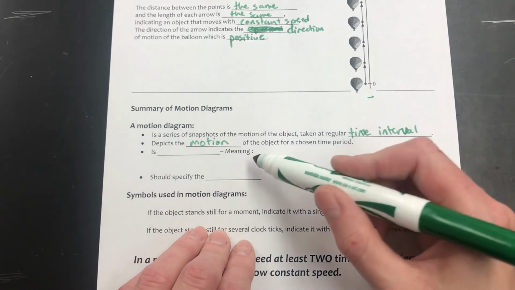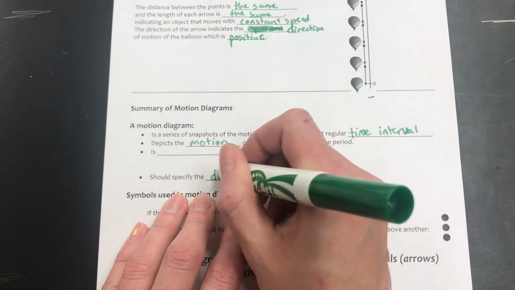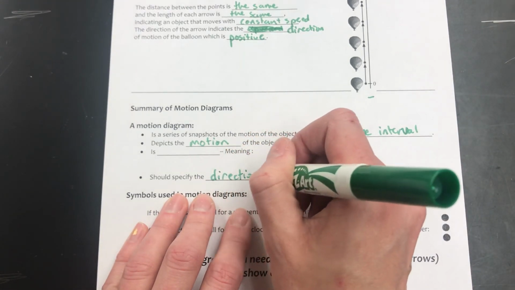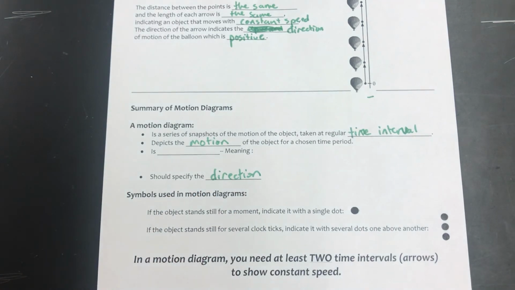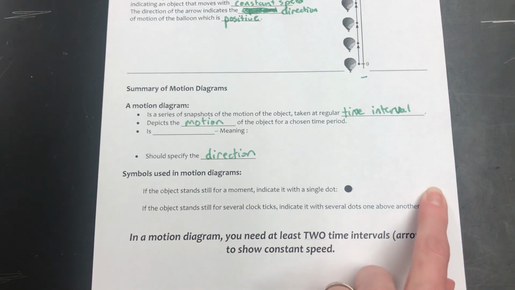I really don't know what's supposed to be here. It's blank, meaning blank. It should specify the direction. We're just going to leave that part blank. When an object stands still for a moment, we put a dot. If it's standing still over a period of time, we stack the dots like that.